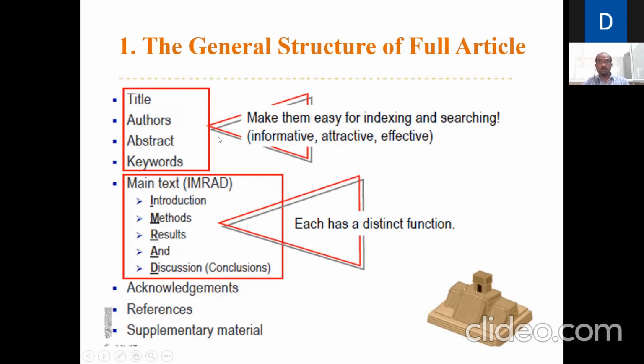So these four should make it easy for indexing and searching, right? The title should be very catchy and the author's name should be in the same format. For suppose my name is Muthu Balaji. If I am writing my name as S Muthu Balaji, I will use this author name throughout all papers in the same manner: S Muthu Balaji, S Muthu Balaji, or Muthu Balaji, yes.